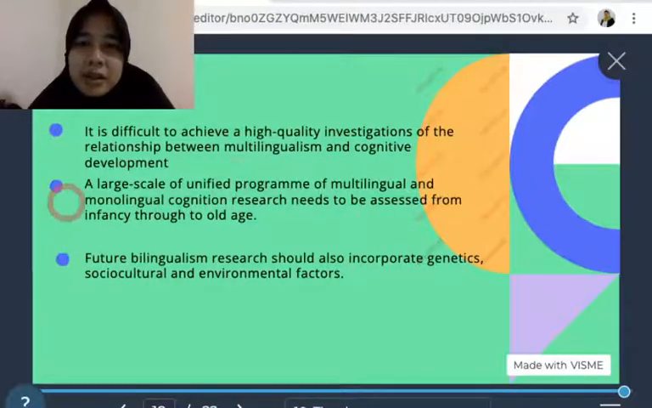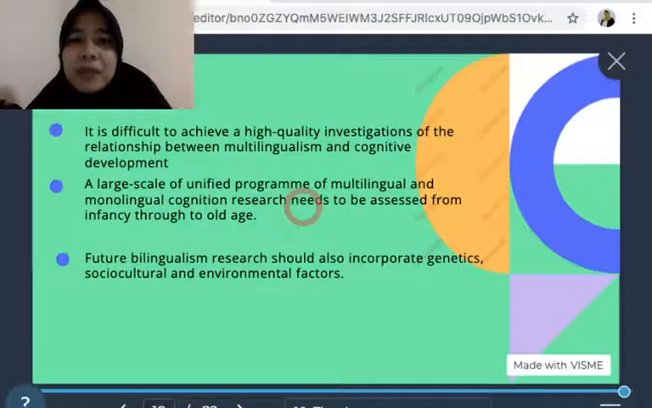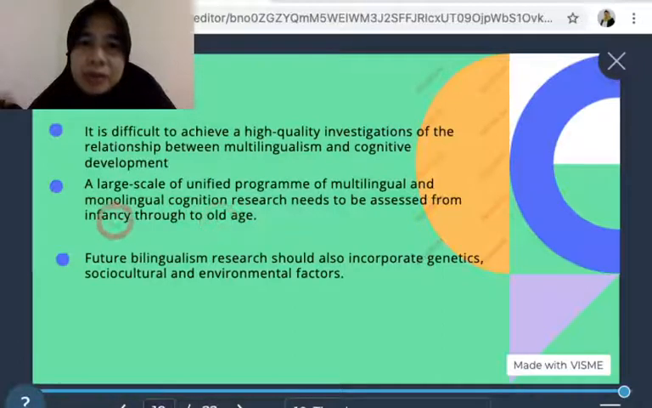A large scale, unified program of multilingual and monolingual cognition research needs to be assessed from infancy through old age. It is something that has always been written in the articles that lifespan research of bilingualism needs to be considered.